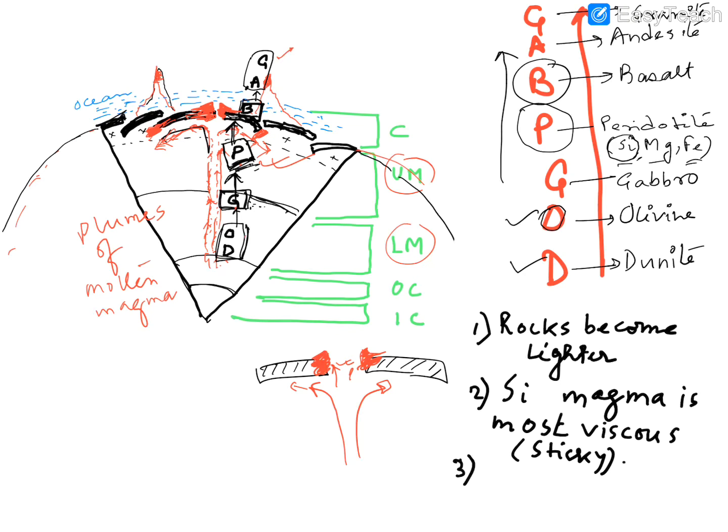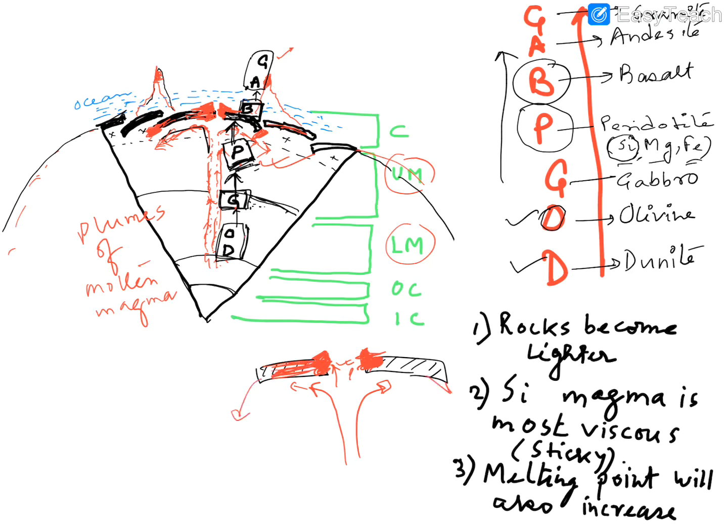And number 3 is, when silica will increase, the melting point will also increase. Okay. Now let us continue with the story. Now the newly created basaltic crust will also subduct because of convection current. Now we have already created the basaltic crust. See, these are the basaltic crust. We have attached these new basaltic ridges. This will also go and subduct somewhere, right?